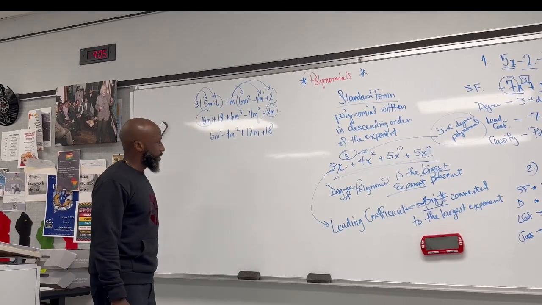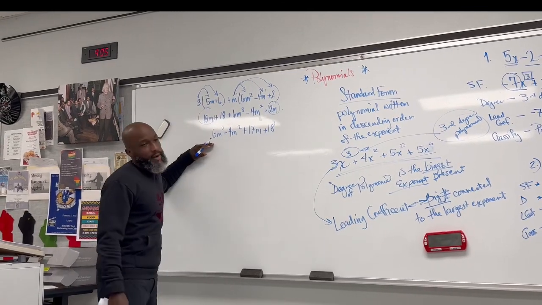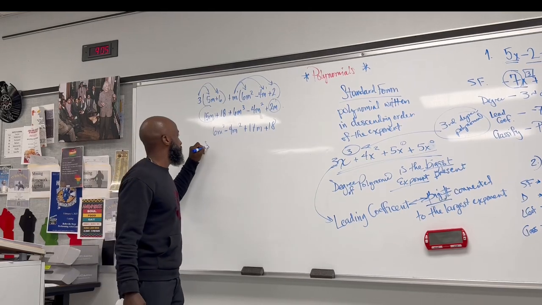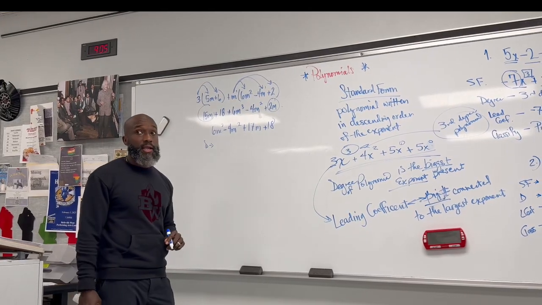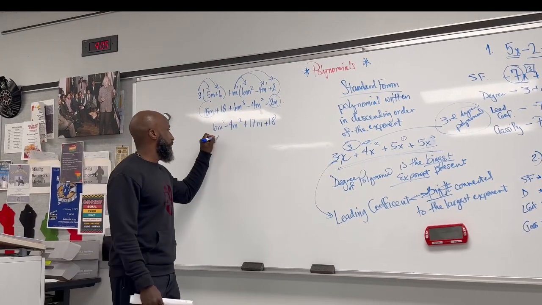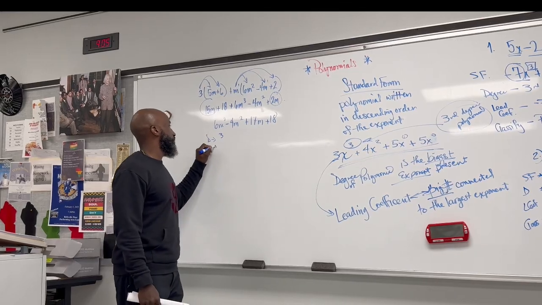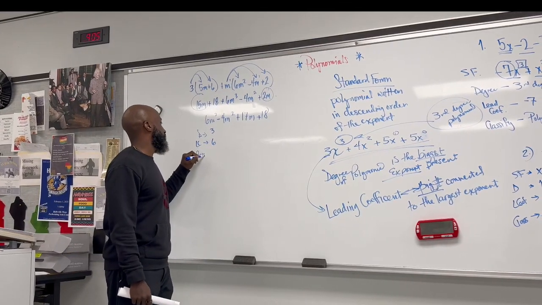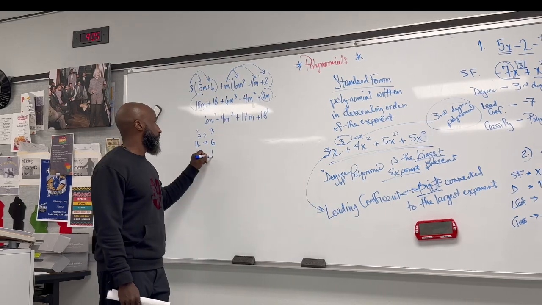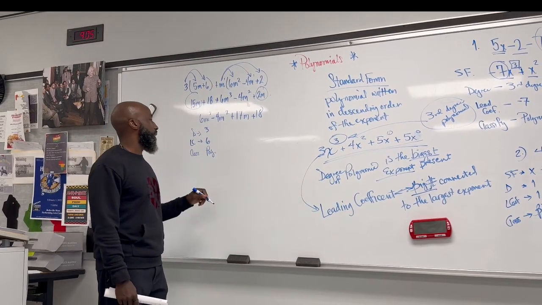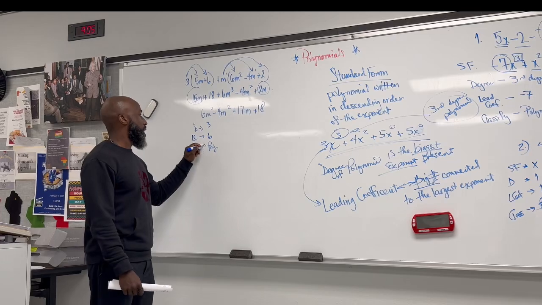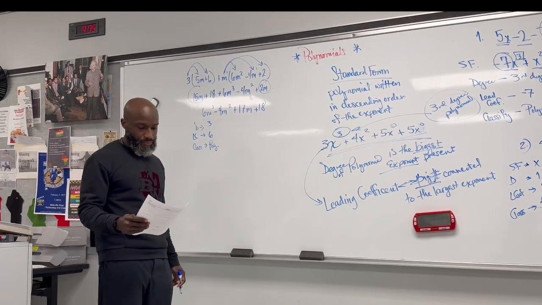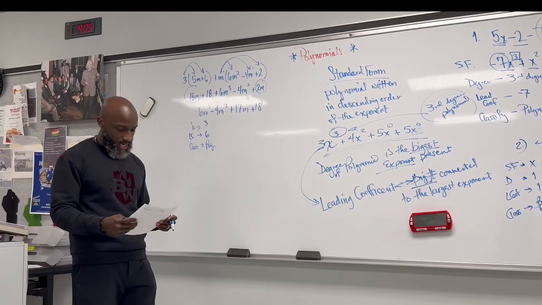Okay? Now, to review everything we learned so far, what's the degree of this polynomial? 3. What's the leading coefficient? 6. And what's the classification? 4-term polynomial. Very good. So I think we got it.